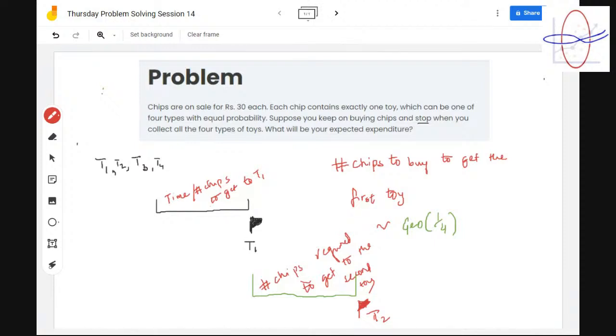T1, T2, T3, and T4 are all independent. So if we consider separate cases, for T1 it will follow geometric, similarly for T2, T3, and T4. So you're telling that you need exactly 1 by 4, that is 16 chips, to get all the toys at least once.